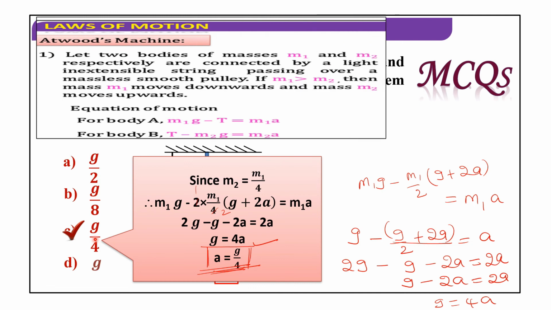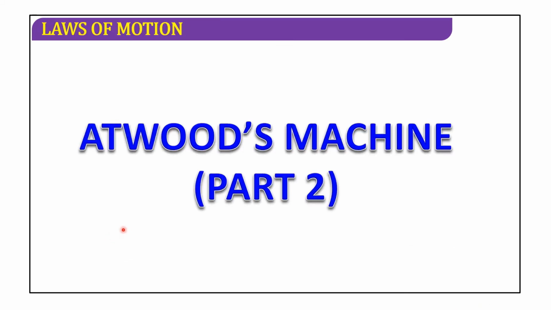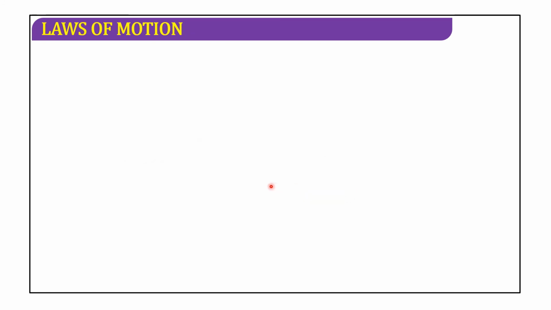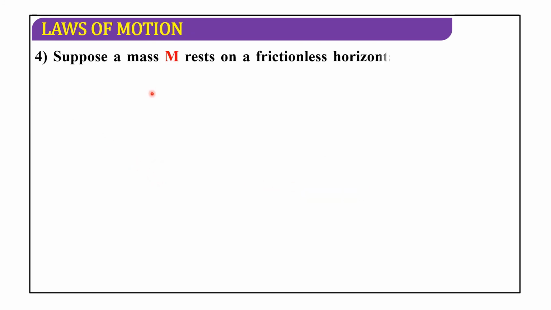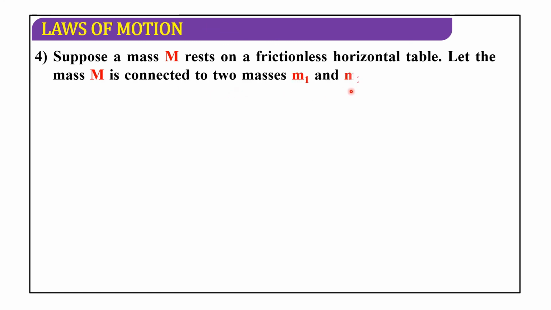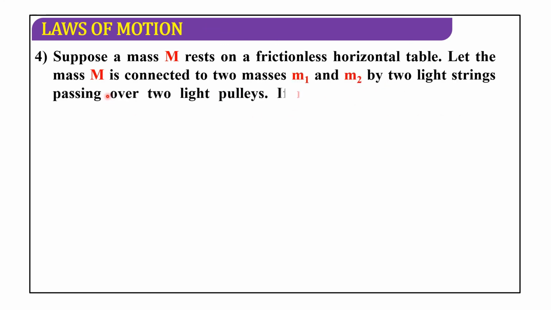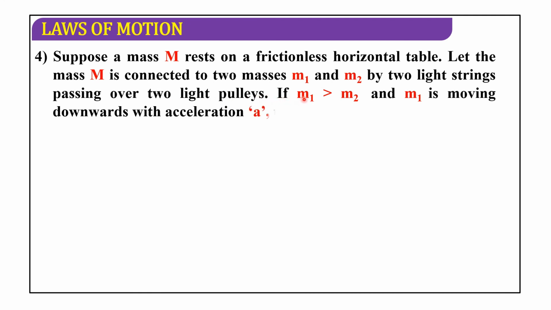Next, now Atwood's machine part 2, let us discuss. Suppose a mass m rests on a frictionless horizontal table. Let the mass m be connected to two masses m1 and m2 by two light strings passing over two light pulleys. If m1 is greater than m2 and m1 is moving downwards with acceleration a, then the equation of motion.